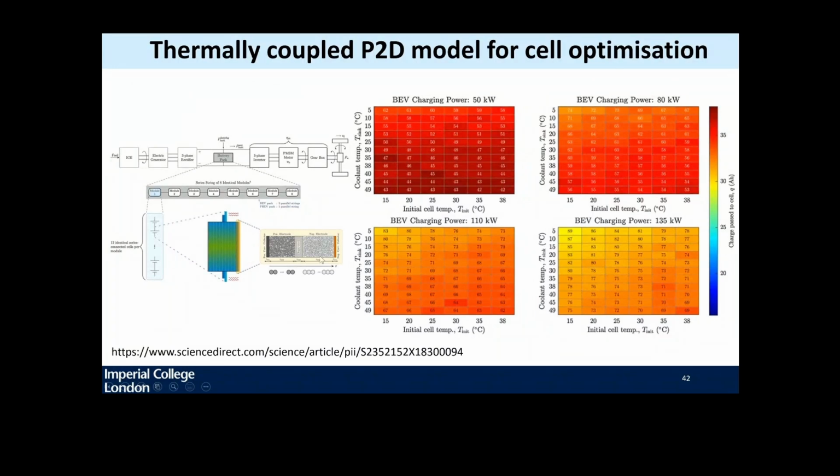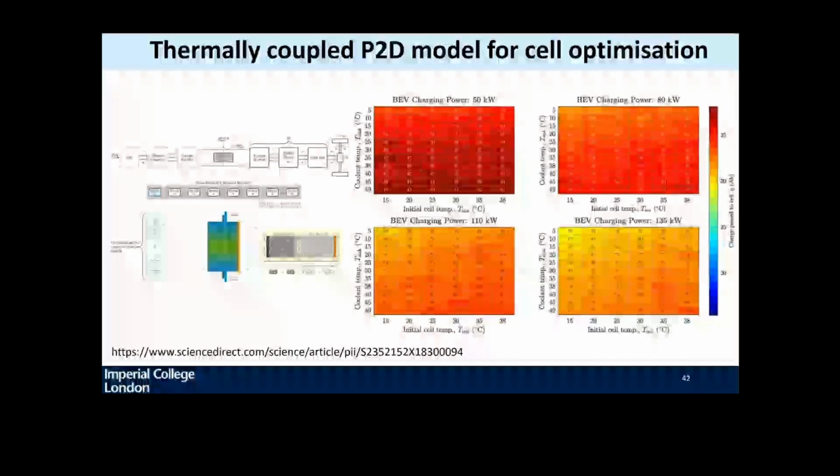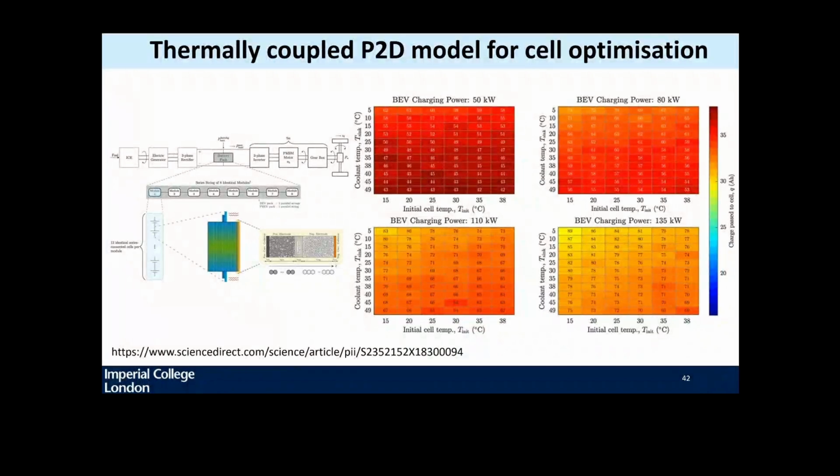We used that model to determine how many layers you need at least in order to achieve good performance for a few contradicting conditions. So we looked at the effect of the thermal management, and we wanted to be able to achieve a certain charging power while not degrading via lithium plating, and while not reaching cell temperatures above a certain critical temperature.